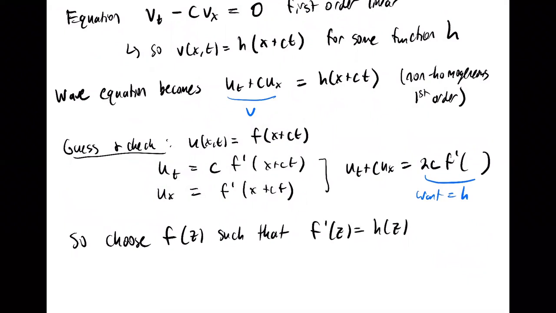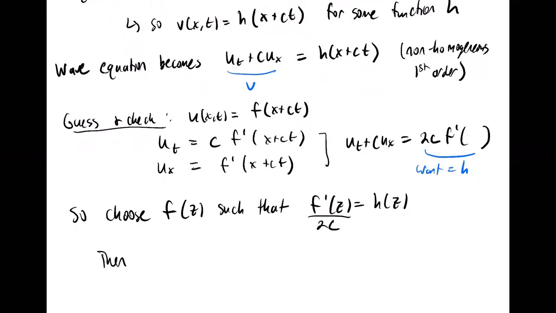Then I almost have a solution, but remember I have this extra factor 2c here, so I just want to divide by 2c, right? So let's say f prime divided by 2c is equal to h, right? And so any such f will give me a solution, right? And so then what we just showed is that u of x, t equals f of x plus ct is a solution.